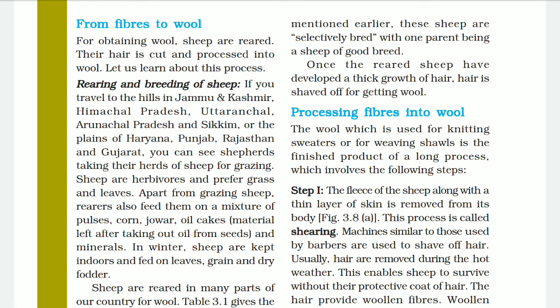Sheep are herbivorous and prefer grass and leaves. Apart from grazing, sheep rearers also feed them a mixture of pulses, corn, jowar, oil cake, the material left after taking oil from the seeds, and minerals. In the winter, sheep are kept indoors and fed on leaves, grain, and dry fodder. So the rearing and breeding of sheep is done by farmers or herders in different parts of India.